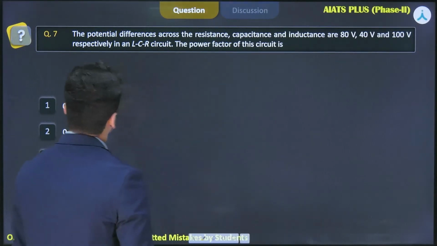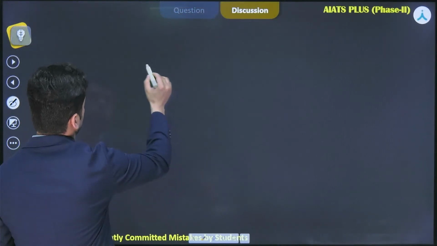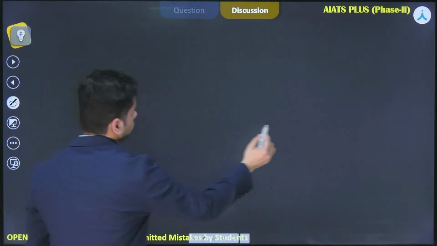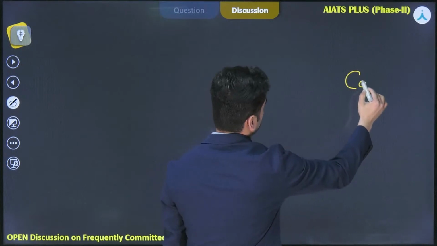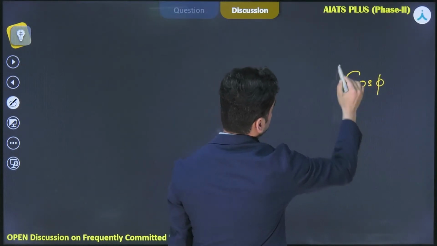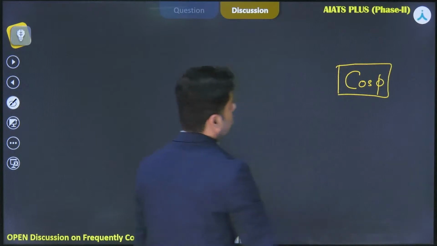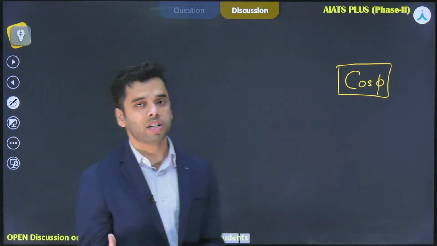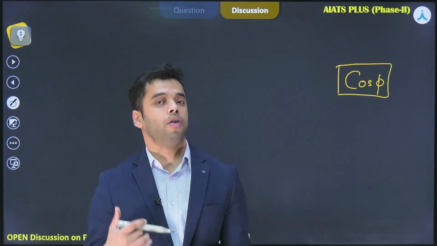Now to calculate this, what is power factor? See, power factor is cos of phi. This cos phi term is known as the power factor. What is phi? Phi is the phase difference between the current and the voltage.